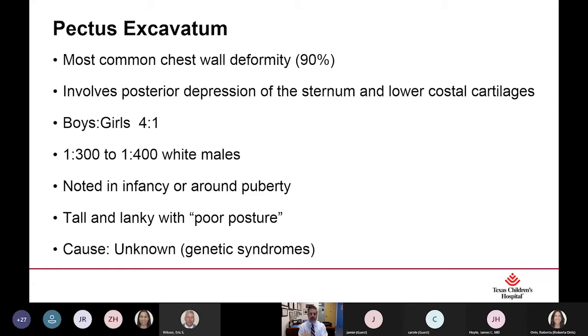You also see it more commonly in certain genetic syndromes, such as Marfan syndrome, Loeys-Dietz, Noonan's, and also Ehlers-Danlos. So in those different patients, you may see patients with a pectus, and it might actually lead to some different changes in your operative strategy.